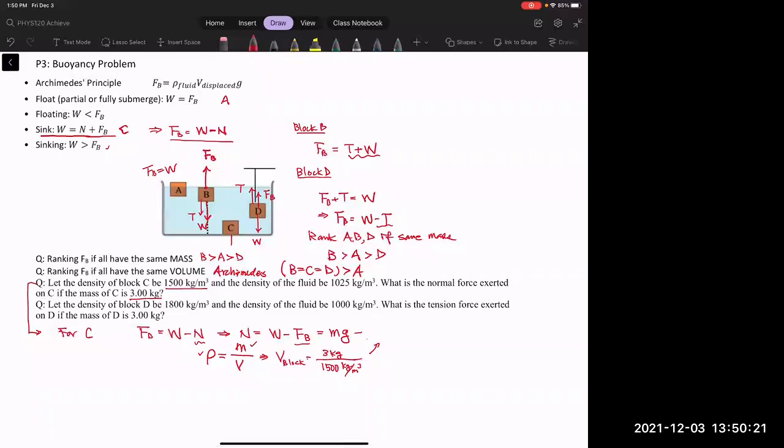So let's write down the buoyancy force based on the Archimedes principle. It is rho of the fluid, which is 1025, times V displaced, which is the block volume.